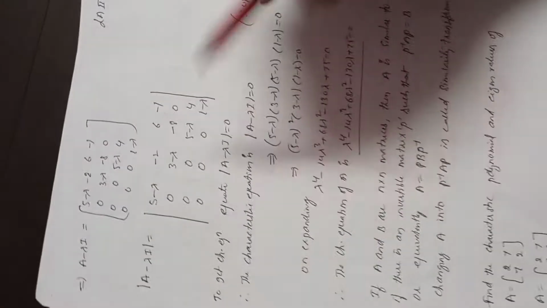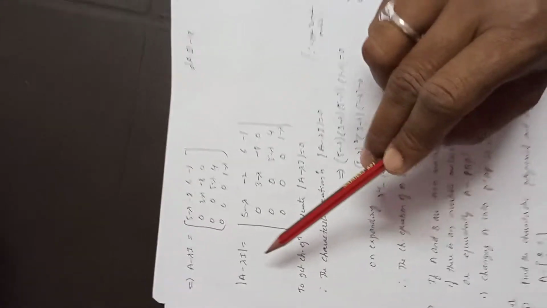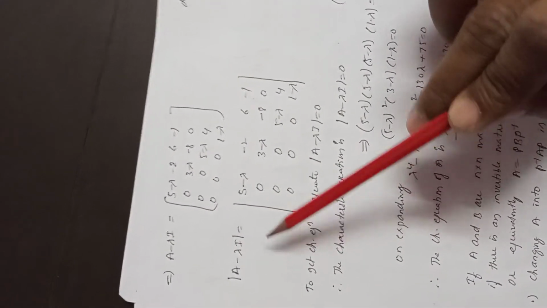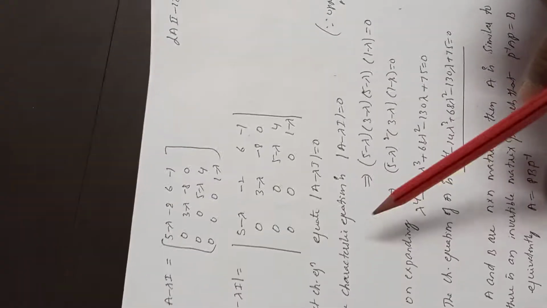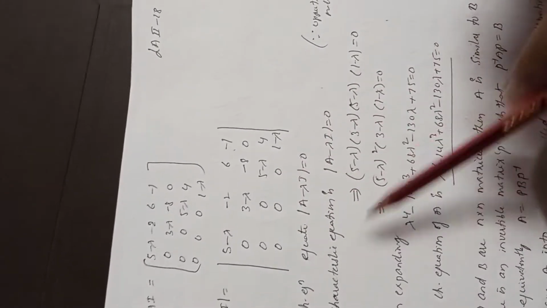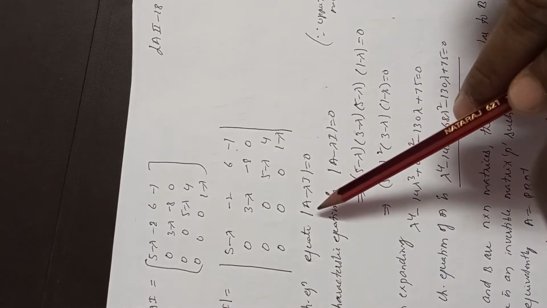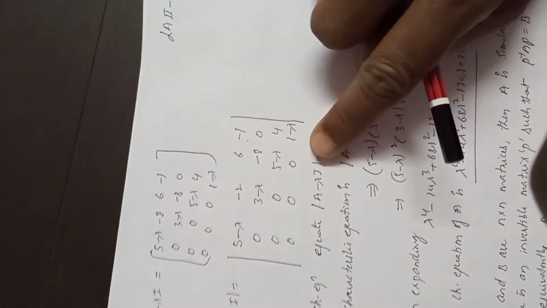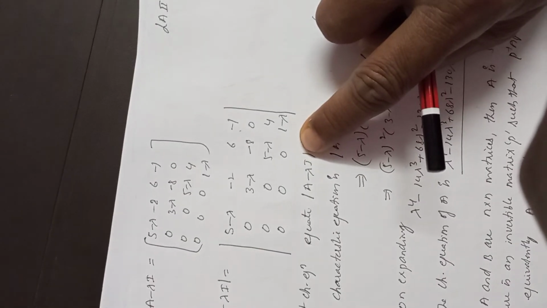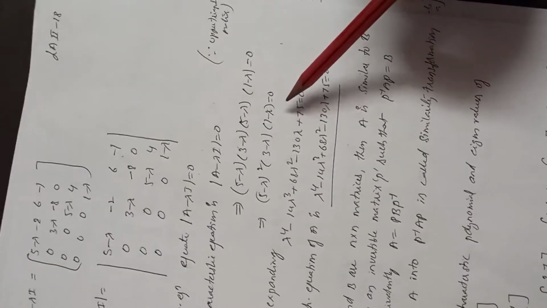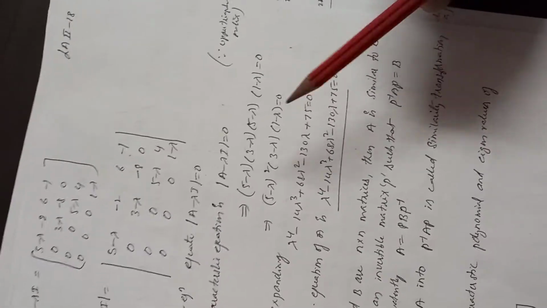Therefore, after getting A minus lambda I, we have to find the determinant, denoted by mod A minus lambda I. Now to get the characteristic equation, we have to equate the determinant value to 0. So mod A minus lambda I is equal to 0 is called the characteristic equation. If you ignore the 0, that is called the characteristic polynomial. After solving this equation, we will get the roots. Those roots are called characteristic roots, or you can say eigenvalues.